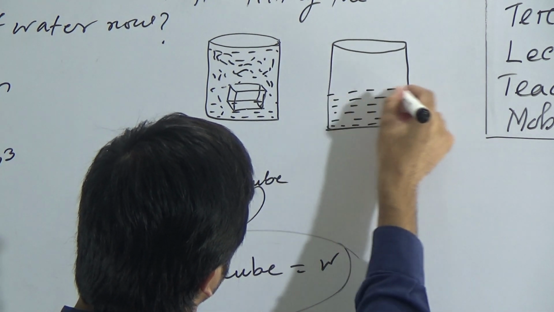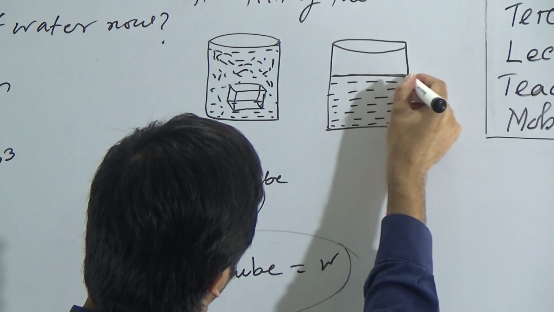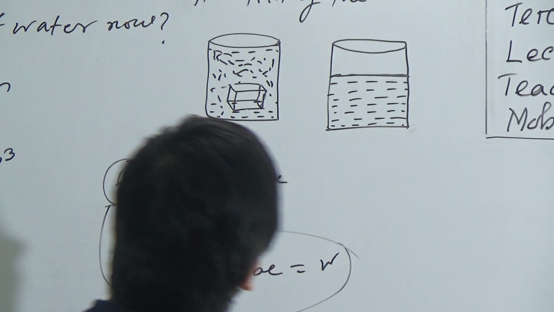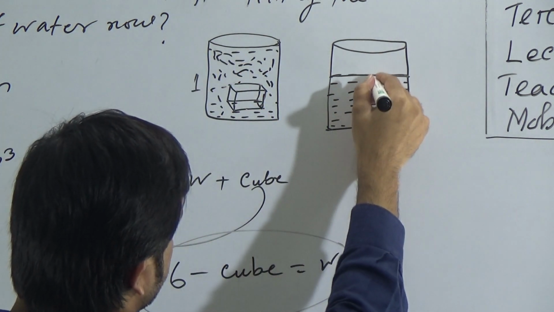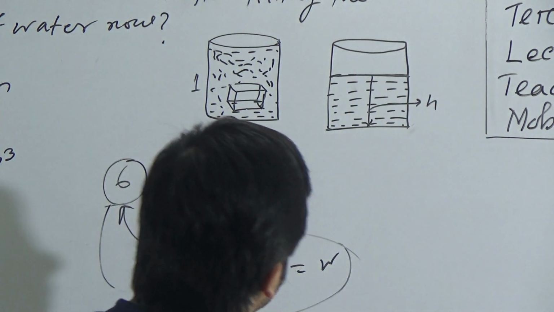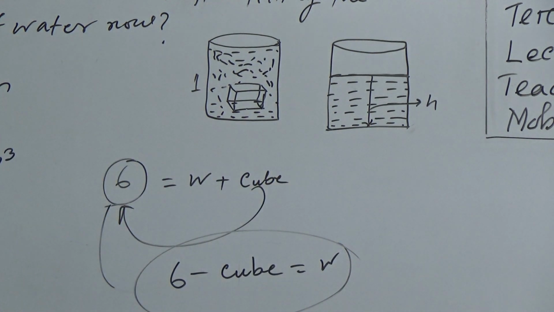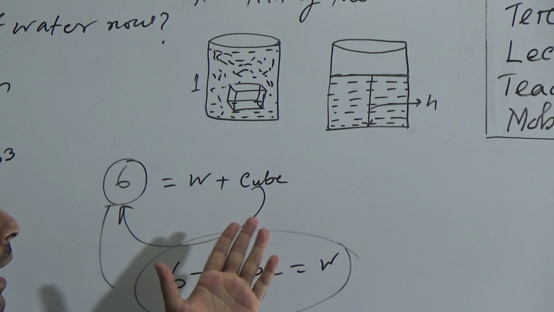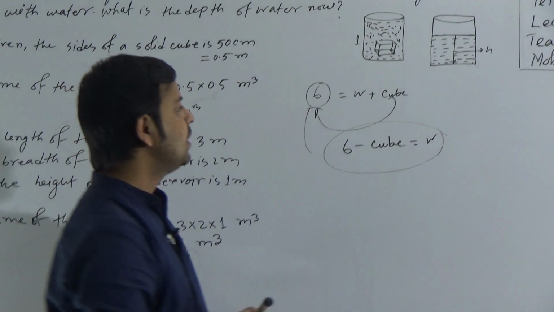And in this case, suppose water is up to this. Here the height is 1 meter, but here the height is less than that. Suppose this height is h, but the length and breadth of the reservoir will remain the same.